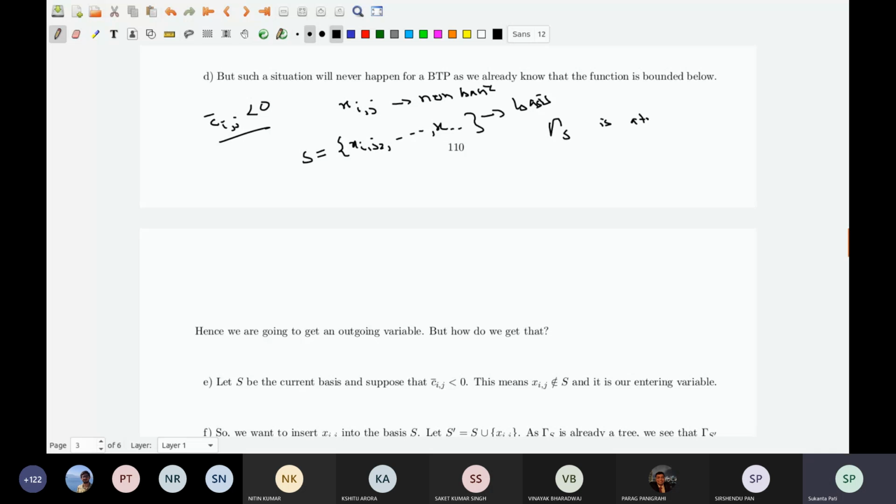And if I consider S' equal to S union Xij, I put another edge. What do I get? Now I will get a unicyclic graph, right? So you have a tree and you have just added one more edge. Since you have added one more edge, this is a unicyclic graph, and you will be able to detect that cycle easily.